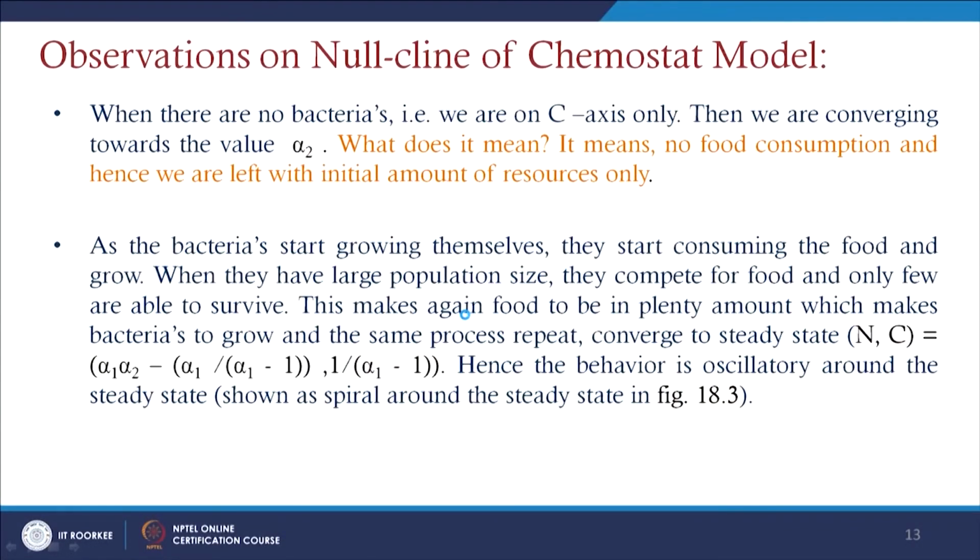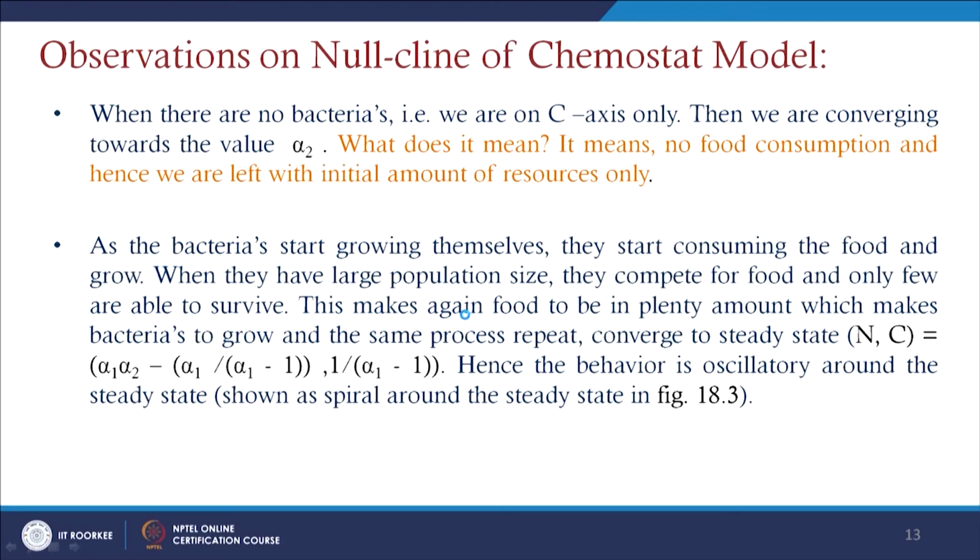And if you go for a physical observation of these null lines for this chemostat model, when there are no bacteria, we are on the C axis only, and then we are converging towards the value alpha 2. So, this means that if there is no consumption of food, we are left with only the initial amount of resources. And as the bacteria start growing, they start consuming the food and grow. When they have a large population size, they compete for the food, and only a few are able to survive. Then again this makes the food plentiful, which makes the bacteria grow again, and the same process repeats and converges to the steady state, that is alpha 1 alpha 2 minus alpha 1 by alpha 1 minus 1 and 1 by alpha 1 minus 1.